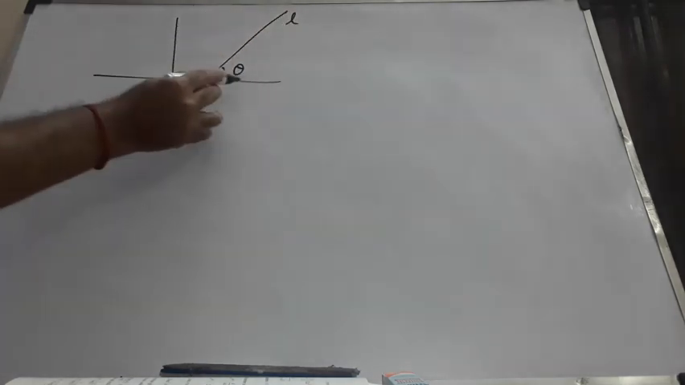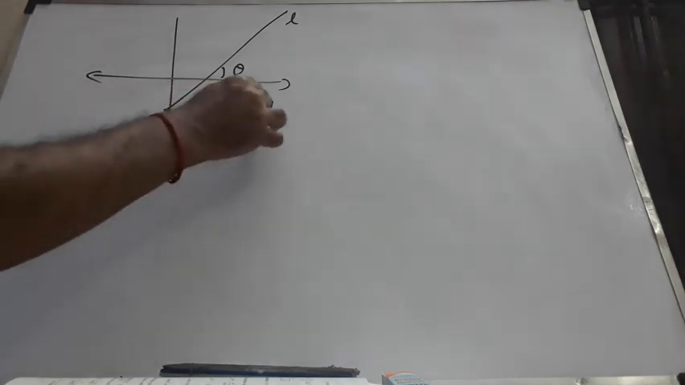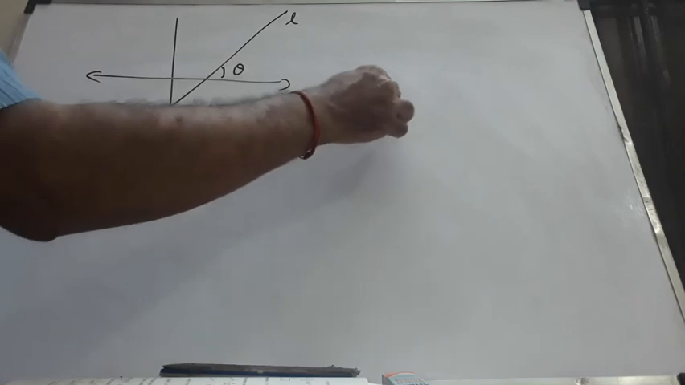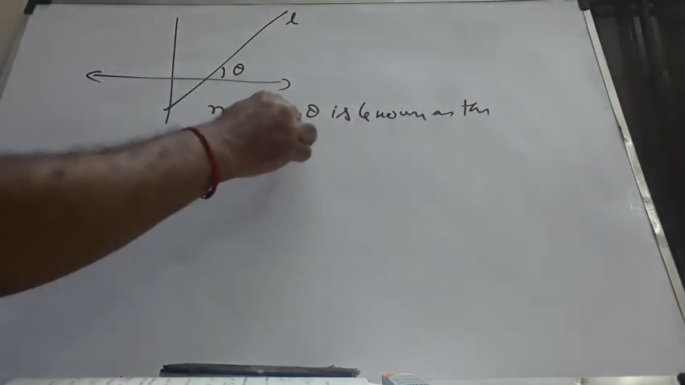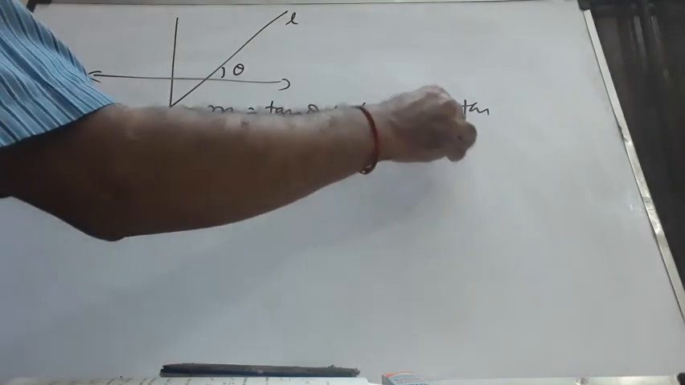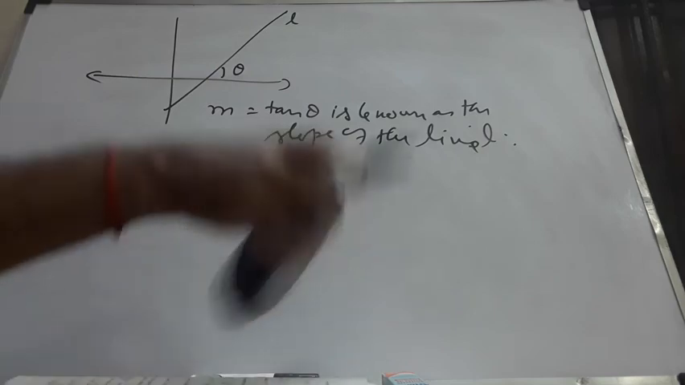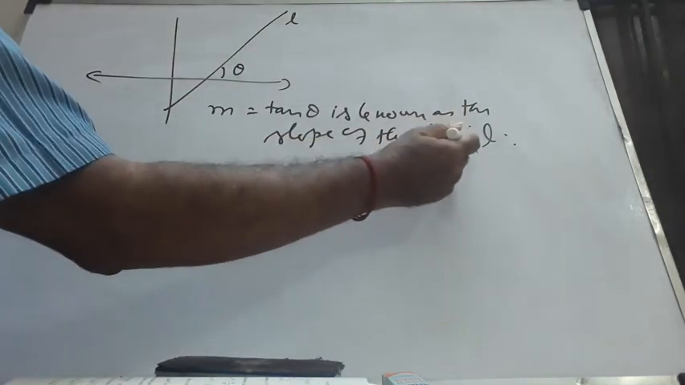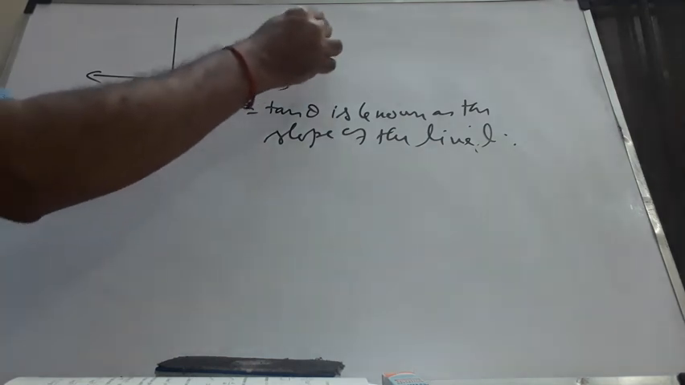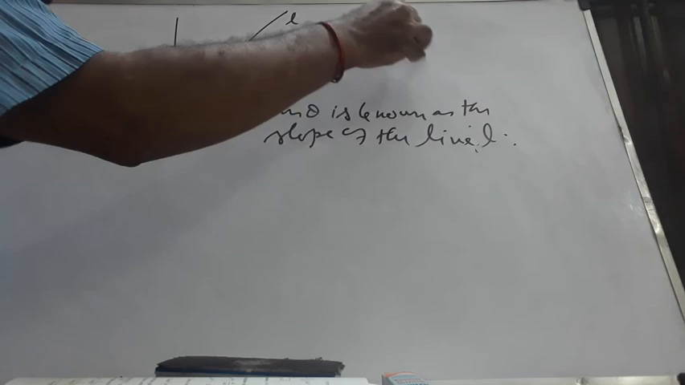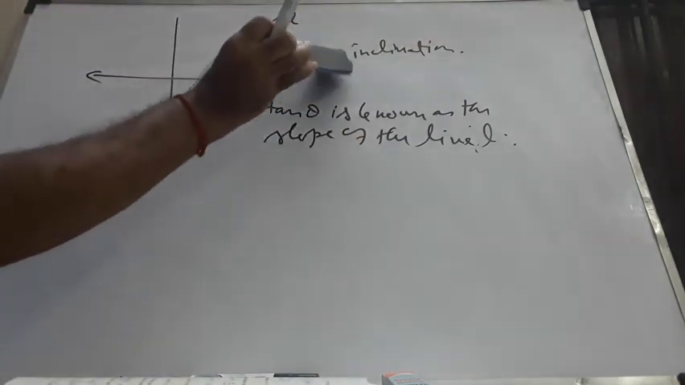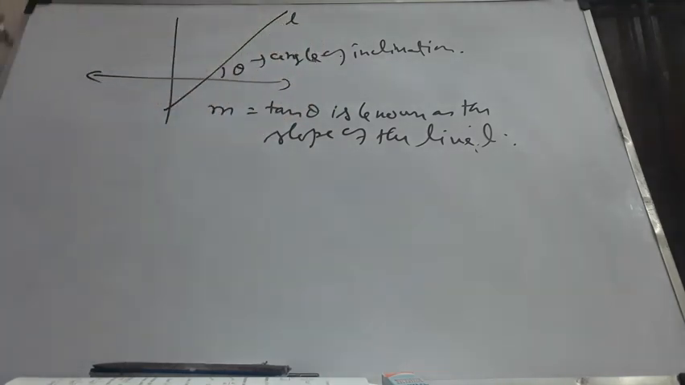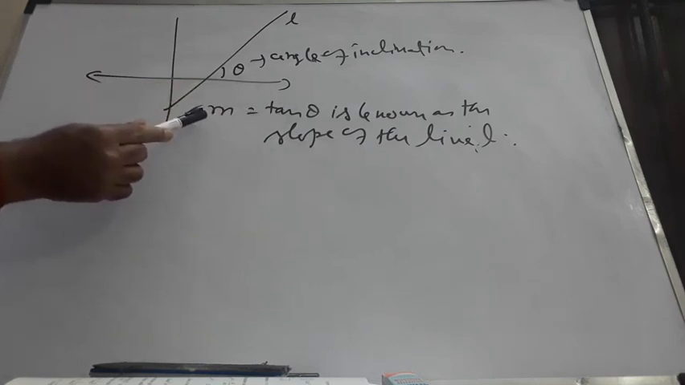If a line, let us say, let this line be L. If L makes an angle theta with the positive direction of x-axis, then m equal to tan theta is known as the slope of the line L. Let me just repeat. If a line makes an angle theta, this is called angle of inclination. The angle made by a line with the positive direction of x-axis in general is known as its angle of inclination. Then tangent of that particular angle of inclination is known as the slope.